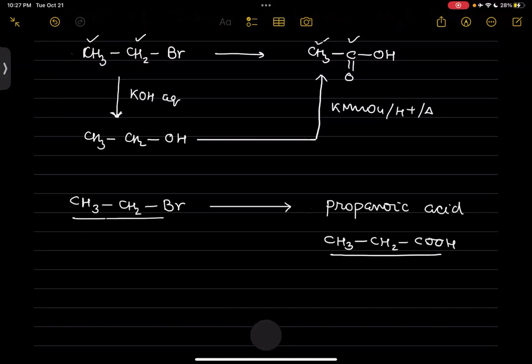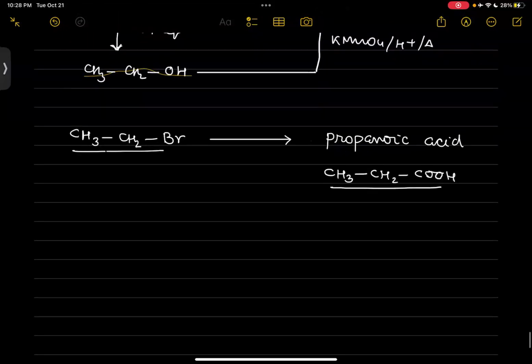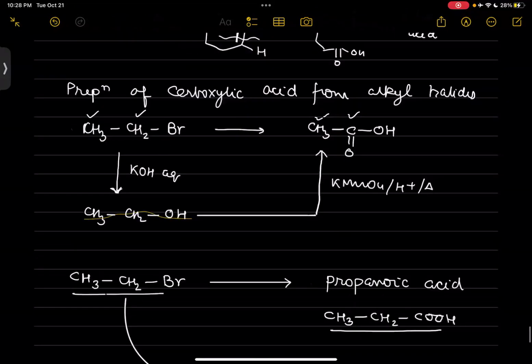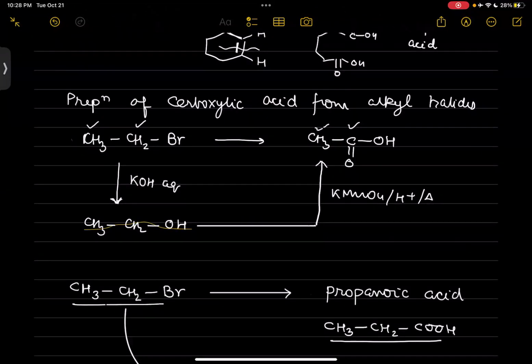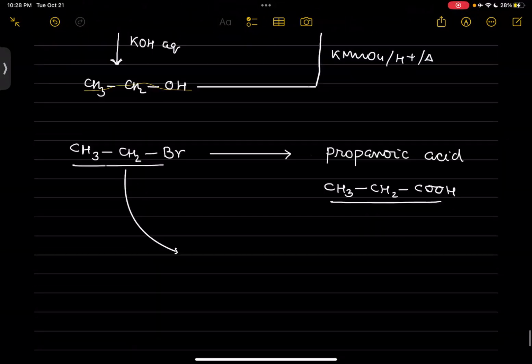Now what do we need to do? You need to increase the number of carbon atoms. So you were telling me one method, Aisha. What was that method? In the previous question you were telling me, but I asked you to use it elsewhere, and this is the place where you can use it, because that method was increasing the number of carbon atoms.